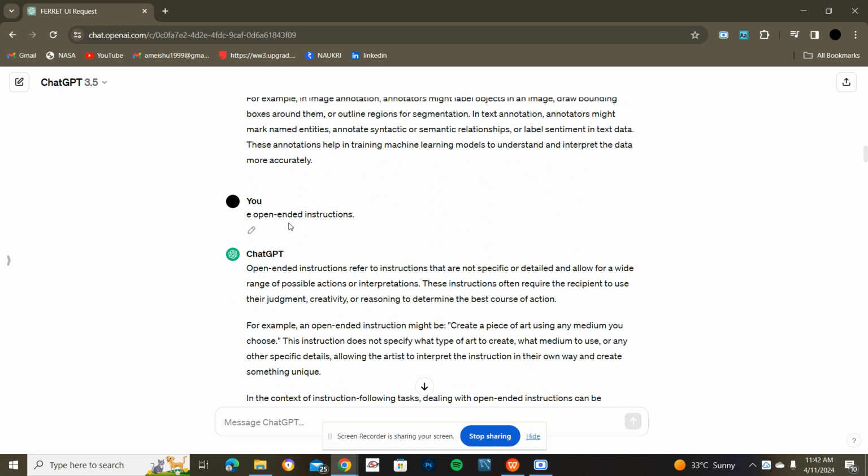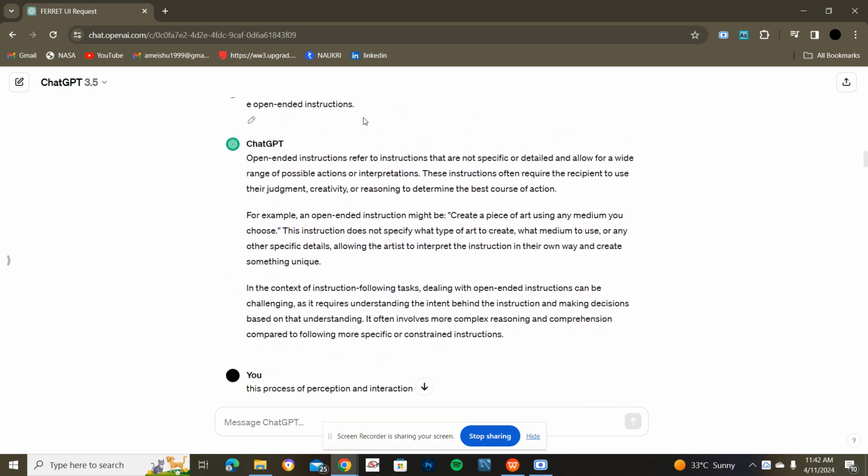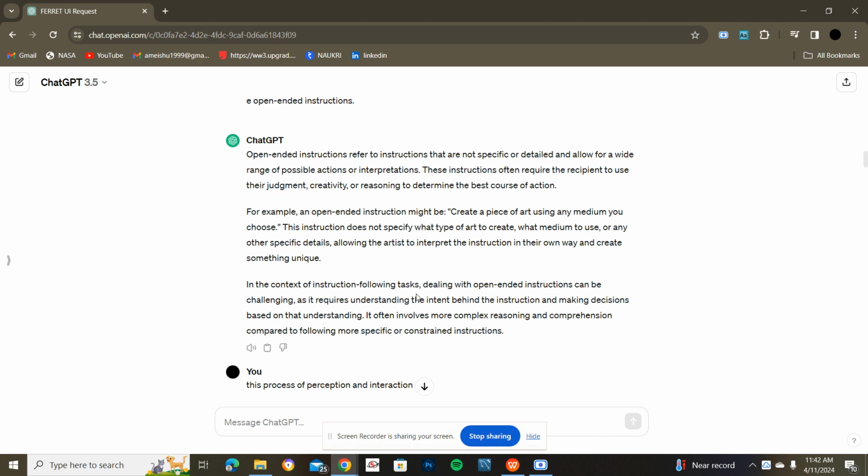There is a term, open-ended instructions. So what does that mean? Instructions that are not specific or detailed and allow for a wide range of possible interactions. So open-ended instructions are instructions which don't have so much detail in them. The UI interface must understand the context behind them, as they don't contain the particulars of a given instruction to any user interface to do a particular task.